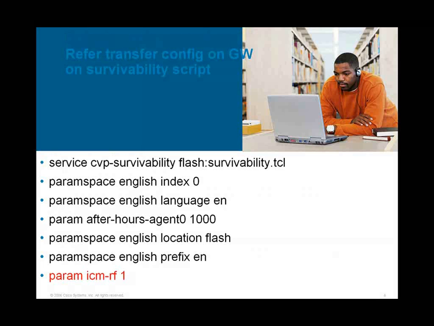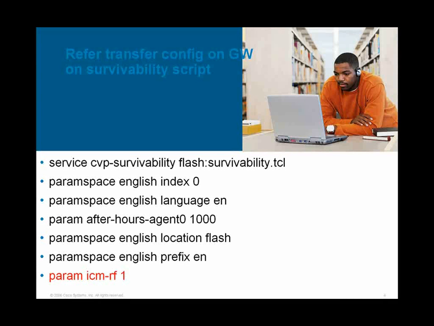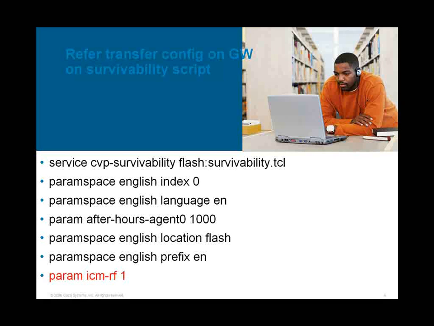So let's look at the configuration points on the gateway that are required in order for refer transfer to work. One of the key ones is to make sure you specify the param ICM-RF and set it to a value of 1. This is specifically set in the CVP survivability configuration that's done on the gateway.